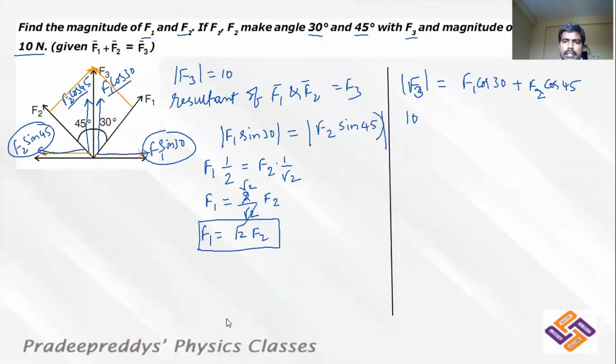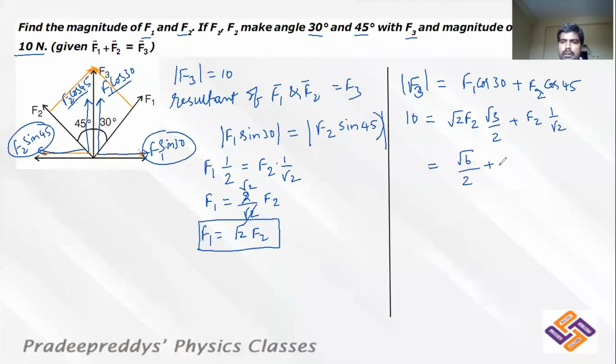Now I'll be using that. f1, how do you write f1? It is root 2 f2 cos 30, which is root 3 by 2, plus f2 into 1 by root 2. f2 I can take common. This gives you root 6 divided by 2 plus 1 by root 2, into f2, is equal to 10. So f2 is equal to 10 divided by root 6 by 2 plus 1 by root 2.